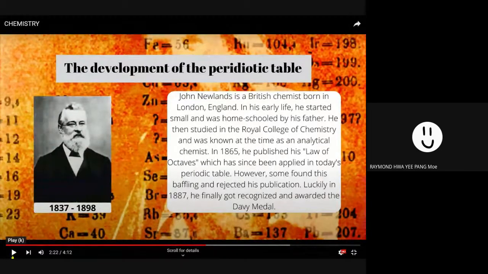The development of the periodic table. John Newlands is a British chemist born in London, England. In his early life, he started small and was homeschooled by his father. He then studied in the Royal College of Chemistry and was known at the time as an analytical chemist. In 1865, he published his Law of Octaves, which has since been applied in today's periodic table. However, some found this baffling and rejected his publication. Luckily, in 1887, he finally got recognized and awarded the Davy Medal.